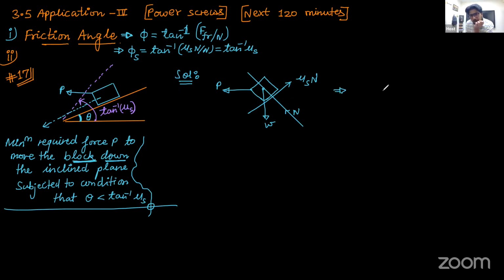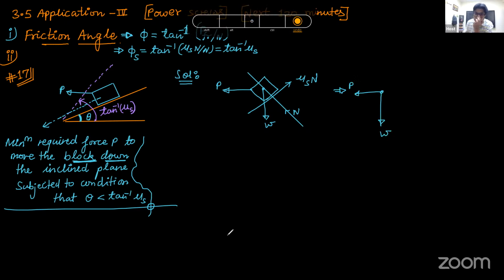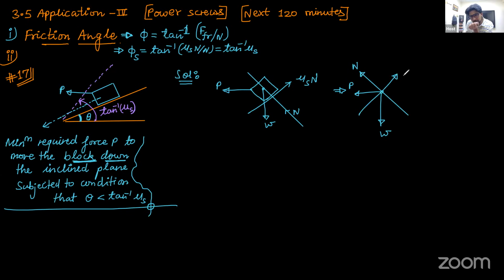Now I'm going to draw all these forces at one point. We have P present and we have W present. We have W present and we have N present. Understand carefully, very carefully. We have P present, we have W present, and we have N present, and we have mu s into N present.